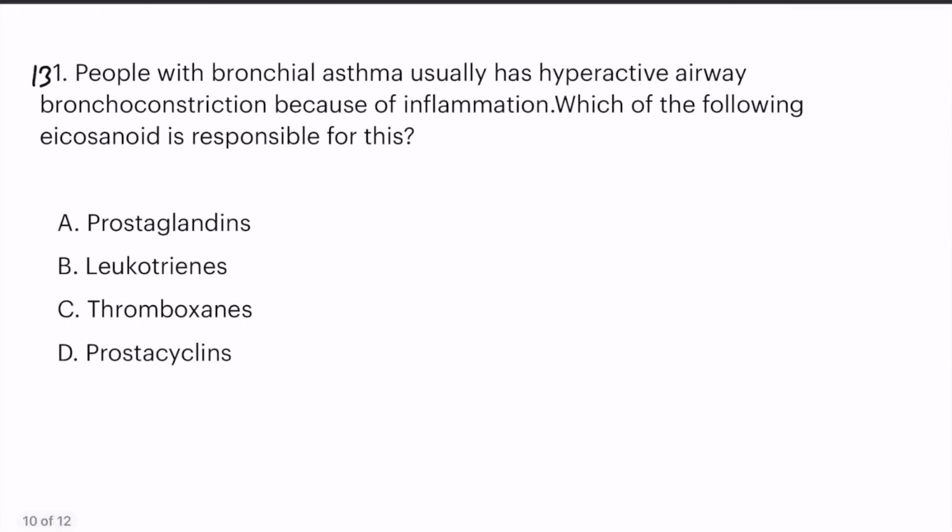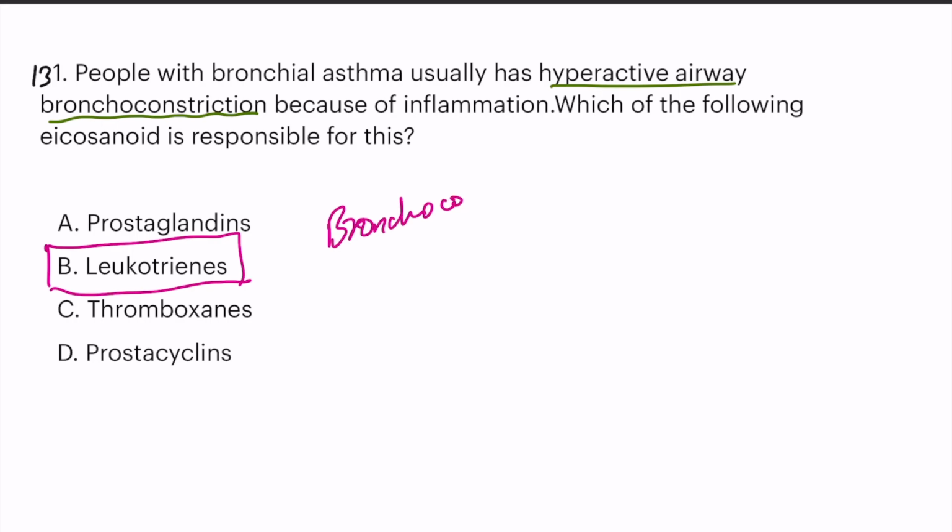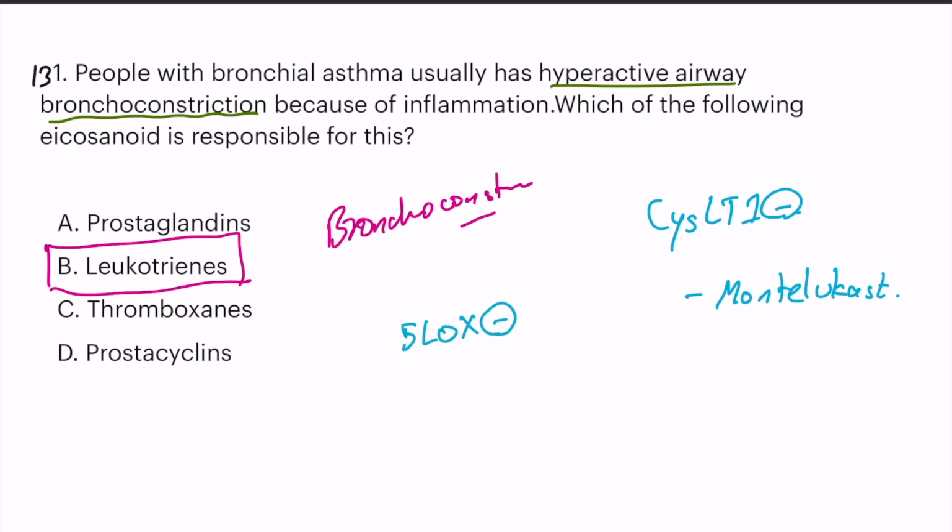People with bronchial asthma usually have hyperactive airway bronchoconstriction because of inflammation. Which of the following eicosanoids is responsible for this? Direct question. Leukotriene is responsible in asthma for causing bronchoconstriction. They are the most potent bronchoconstrictors available in the body. So we use some drugs to protect asthma patients, leukotriene receptor antagonists. They are CysLT1 antagonists. Those drugs are montelukast, zafirlukast, etc. And then we can also use 5-LOX inhibitors, which inhibit leukotriene production itself. That drug is zileuton.